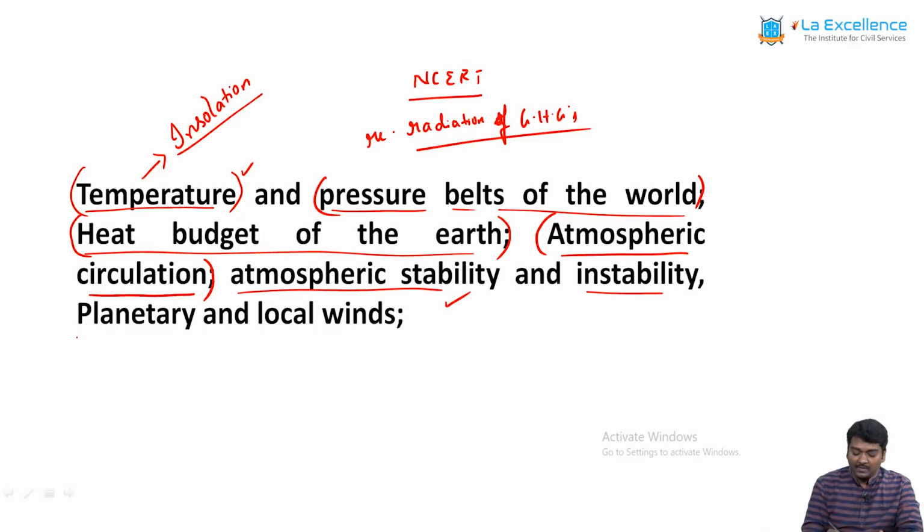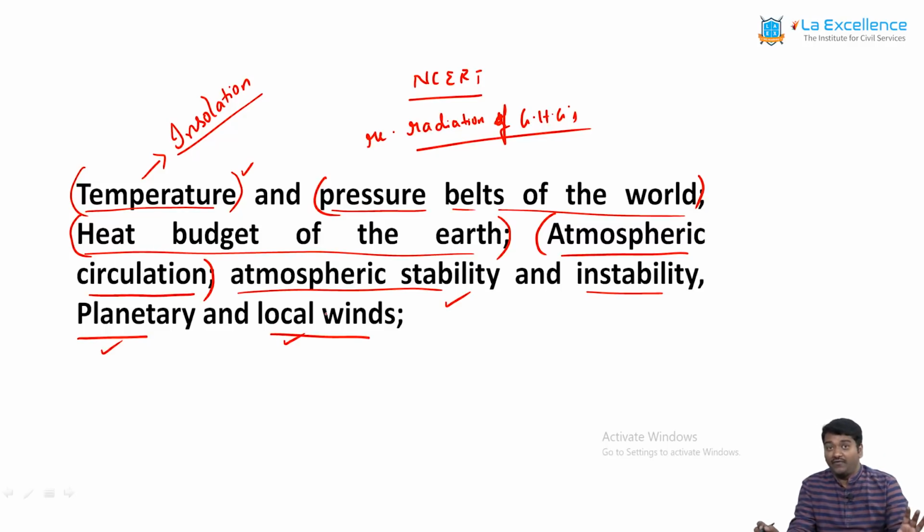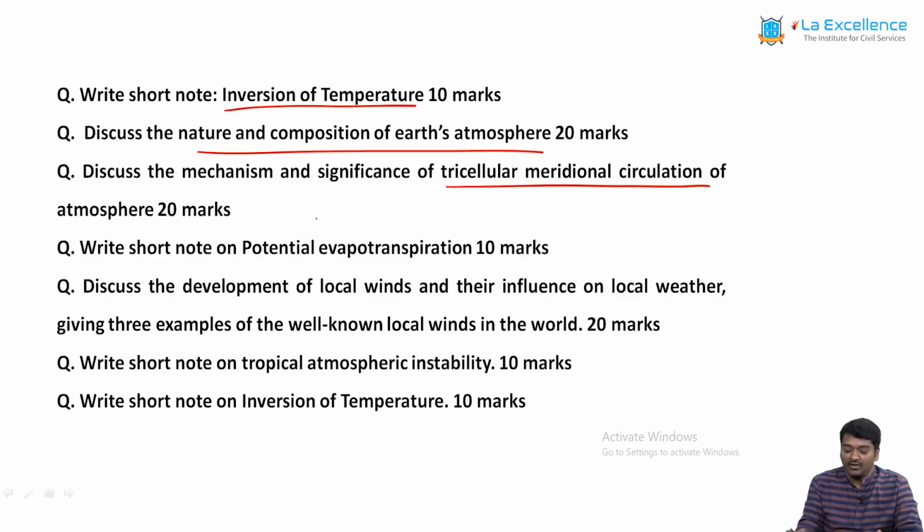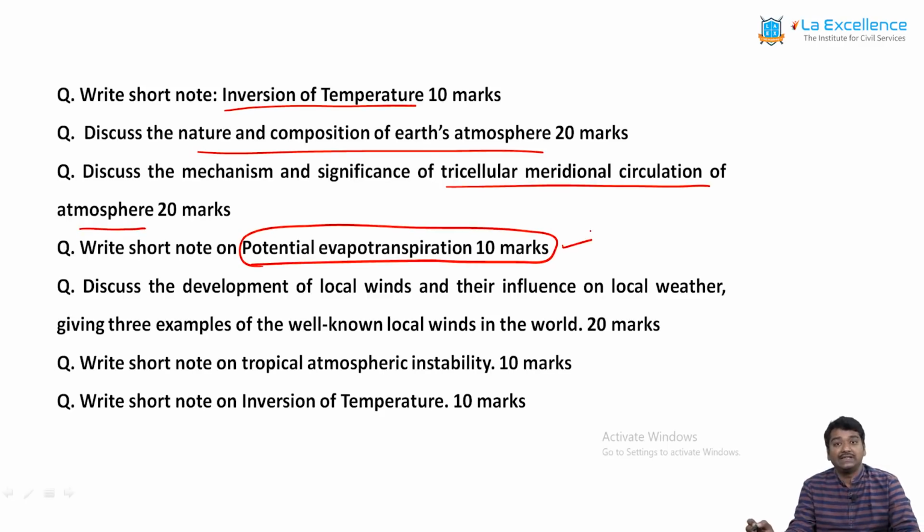Then you have 3 types of winds: planetary, seasonal and local winds. Mostly they focus on planetary and local. We have seen a few in the classes, but my request to you is that it's not only names; you have to tell where exactly they will be present. Now if I take this topic, some of the questions you can see: inversion of temperature directly, composition of Earth's atmosphere, an extremely direct question, mechanism and significance of tricellular meridional circulation of the atmosphere, Hadley cell, Ferrel cell, polar cell, potential evapotranspiration associated with Köppen's classification and all. You will see them again and again.